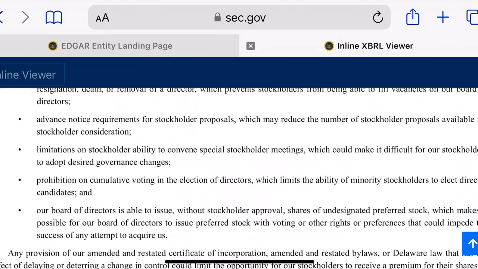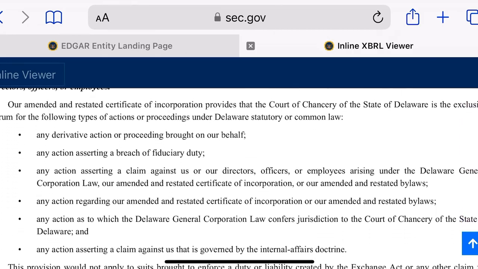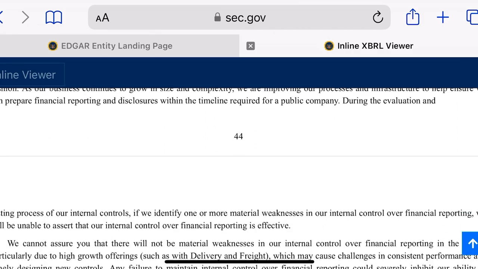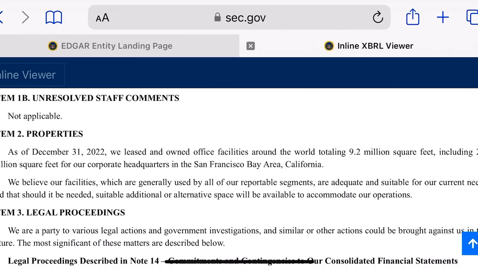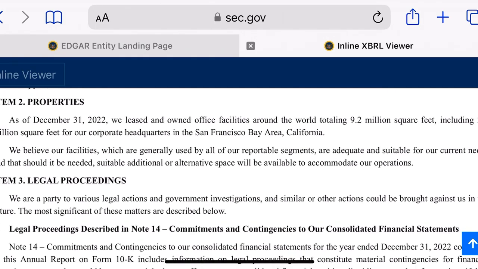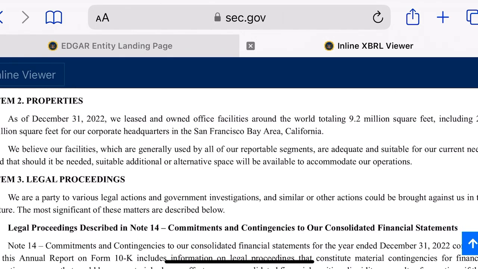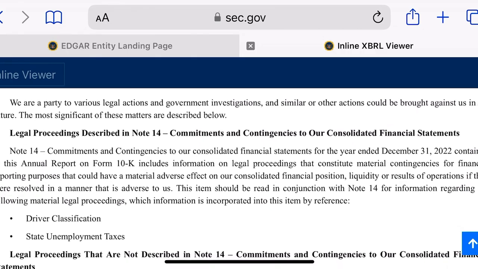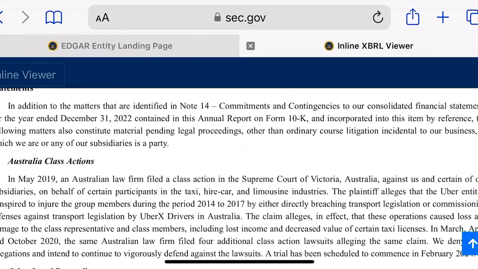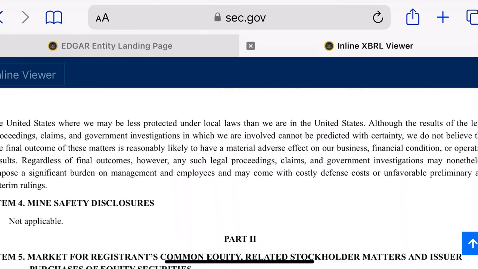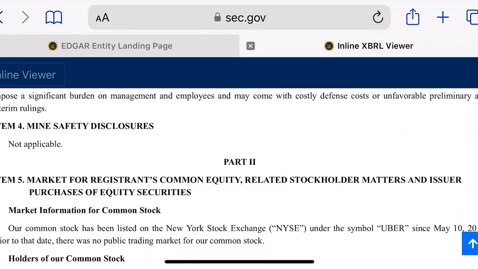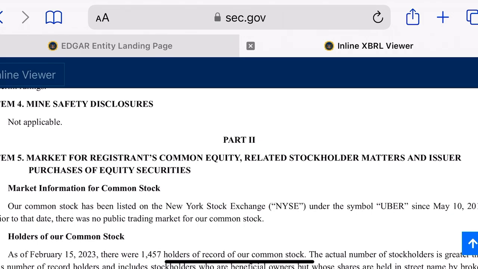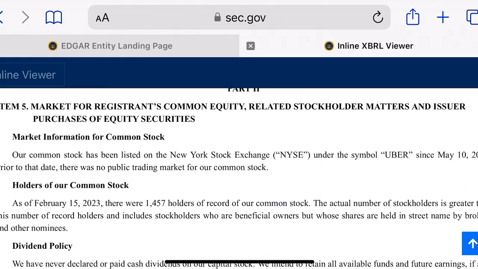And ultimately, you just need to understand what's actually worth fretting over, what's actually going to affect the company. So here again, unresolved staff comments, most of the time it just says not applicable. So 9.2 million square feet for their corporate headquarters in San Francisco. They lease and own facilities around the world. Here we get into legal proceedings. There's probably a fairly long section. Sometimes it's shorter, and it was very short. Okay. Ideally in their notes, they're going to lay that out a little better.